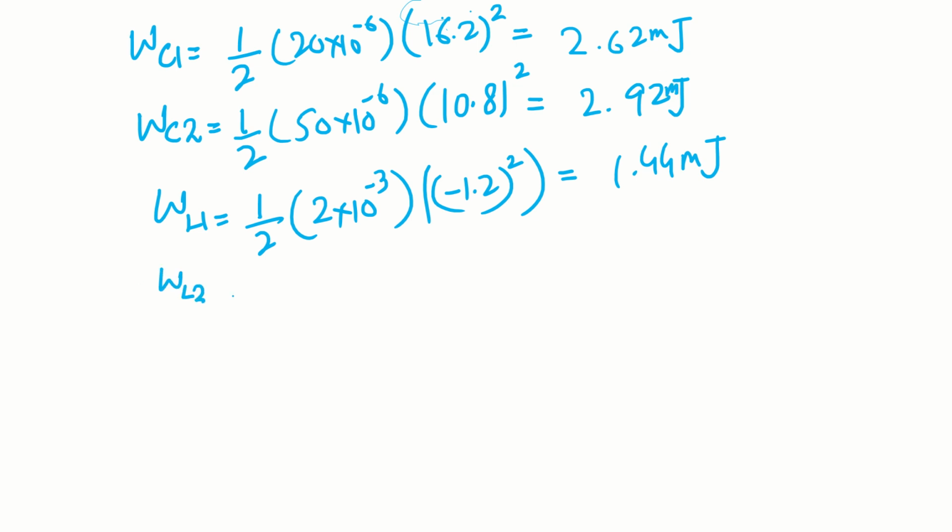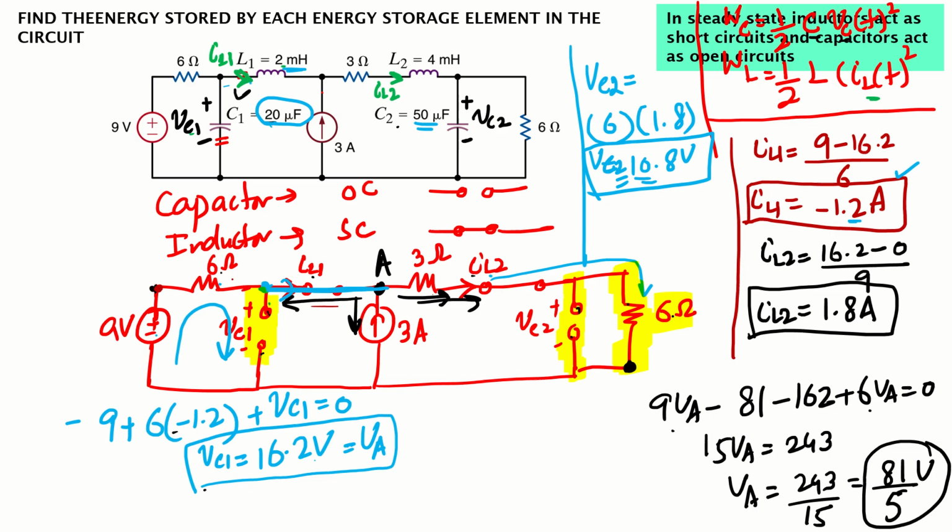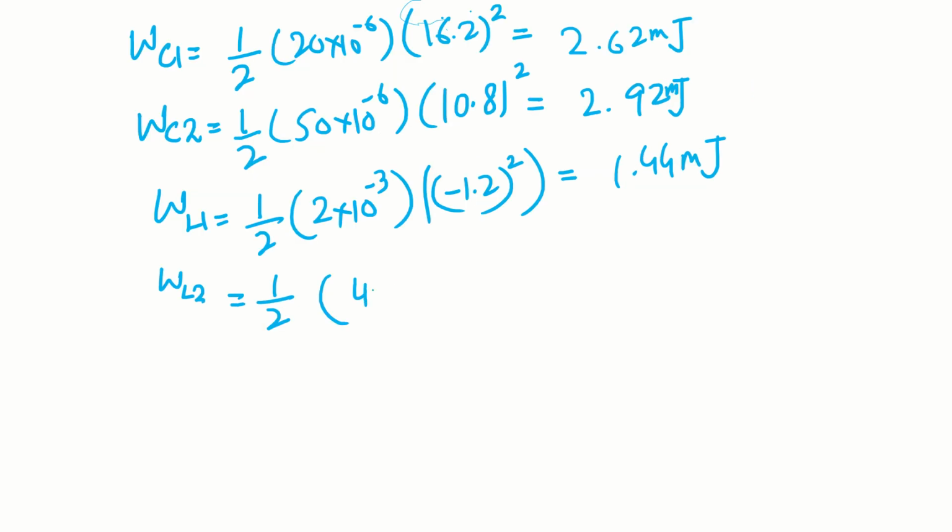Energy for inductor 2, so that will be half. What is the inductor 2 value? 4 millihenry. What is IL2? 1.8. So 4 millihenry times 1.8 squared. This will give me an answer of 6.48 millijoule.